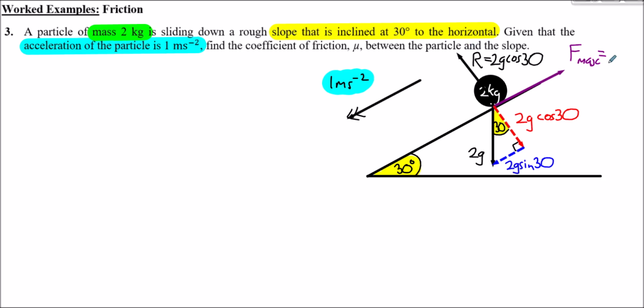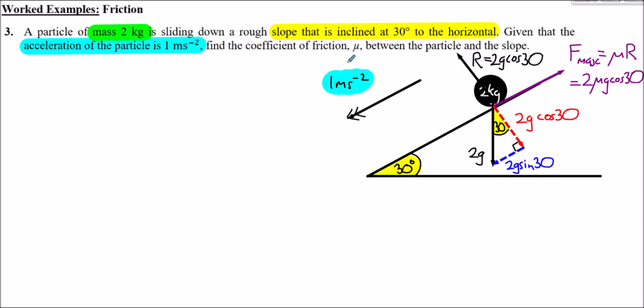Now F max equals mu multiplied by R. Now in this case, we don't know what mu is, that's what we're trying to find, but we do know what R is, because R is 2g cos 30. So that's going to be 2 mu g cosine 30. So that's as fully labelled as we can do, really. That's a very inclusive diagram.